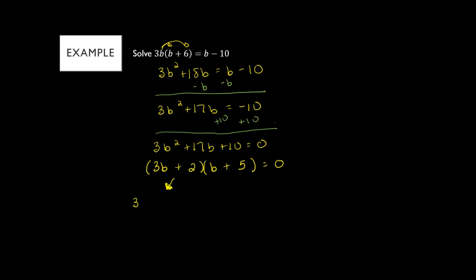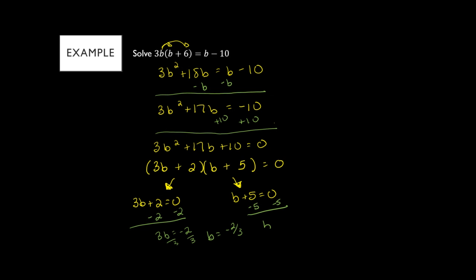So we've got it factored, so then we just set each factor equal to 0. So 3b plus 2 equals 0 and b plus 5 equals 0. And then we solve. So subtract 2 from both sides, and I get 3b equals negative 2. And then I'm kind of running out of room. This gives me b equals negative 2/3. For the second equation, I subtract 5 from both sides. I get b is equal to negative 5.